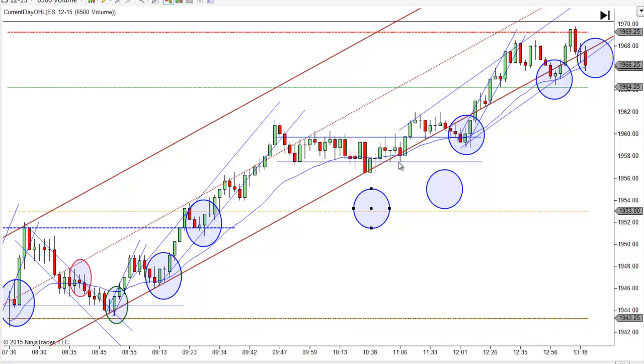So when you get this failed second entry short and it turns up, I like that for a long, quick, easy move, although you really don't get any runners, it comes back. So those were two really nice entries right there. And they're following the rules. They're entering at the right place. There's multiple reasons to take them both.